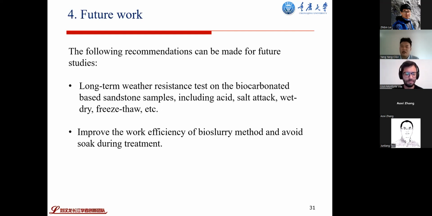Okay, the last one is to avoid the soaking during treatment, because this pottery relic is easily damaged. They don't want it to soak that long. We try to use maybe polymer or something. No. Never mind. That's all my talk. Okay, thank you.